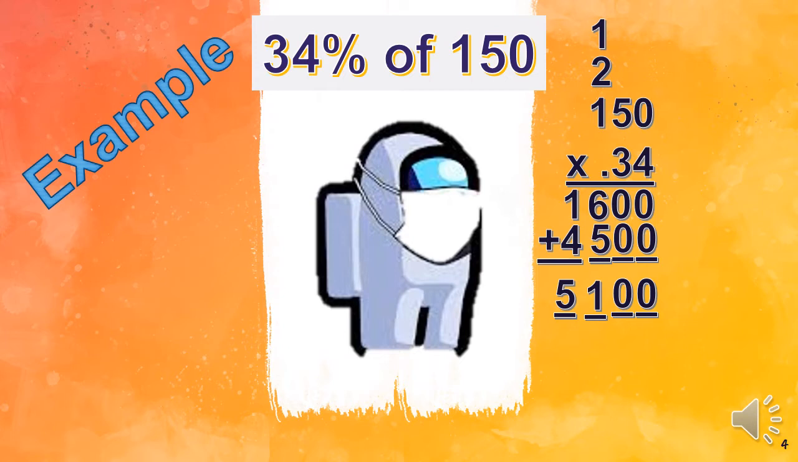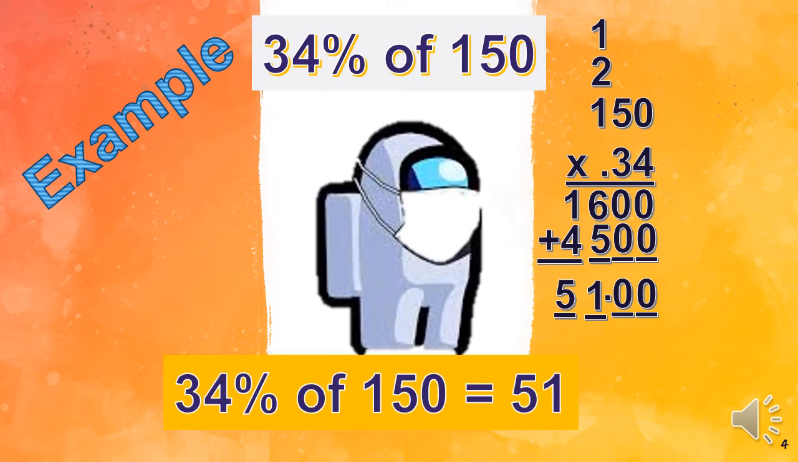5,100. However, you must remember to place your decimal point. Here is how you will place your decimal point. Count the number of digits behind the decimal point. There are 2 digits behind the decimal point. Go back to your answer. Count starting from your right 2 places. When you move 2 places, you place your decimal point. 34% of 150 equals 51.